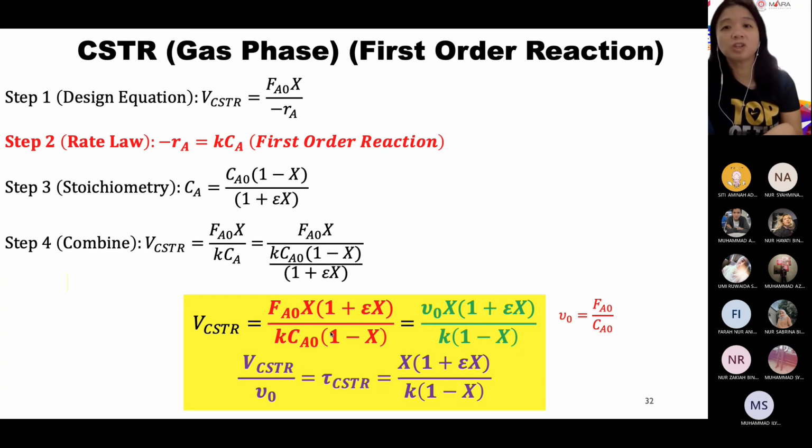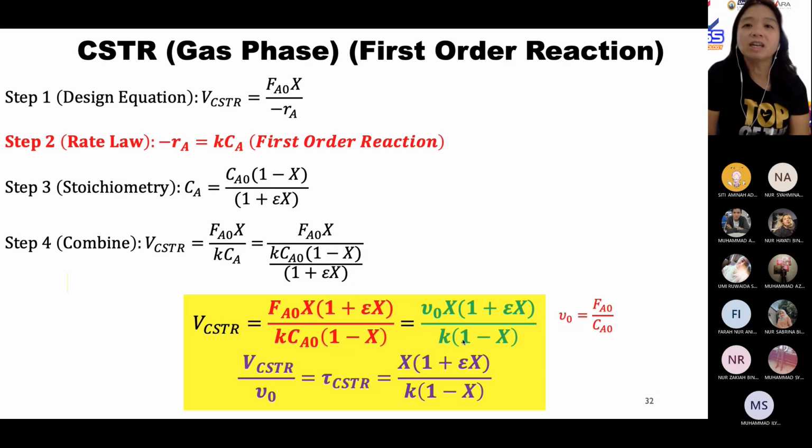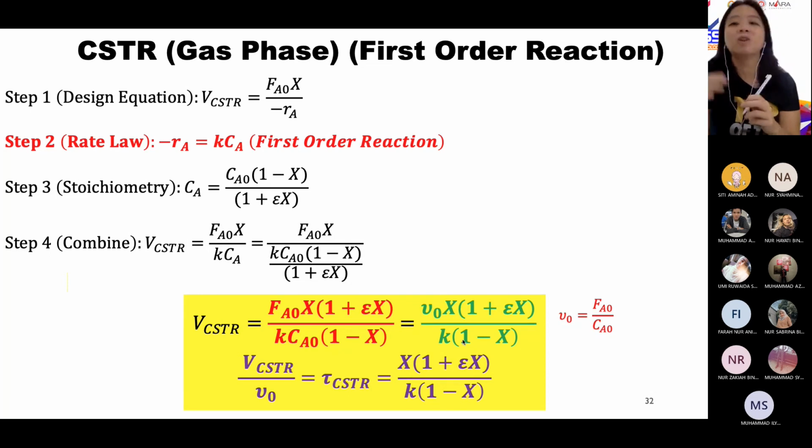Tapi in the form of space-time is quite straightforward because you have learned, kan, space-time tau is actually equals to what? Volume reactor divided by inlet volumetric flow rate. Okay, so daripada form yang kedua ni yang dalam green font, you can see that if I move my inlet volumetric flow rate from right to left, it will become division, kan. So volume akan dibahagikan dengan inlet volumetric flow rate. So automatic volume bahagi inlet volumetric flow rate is the space time.